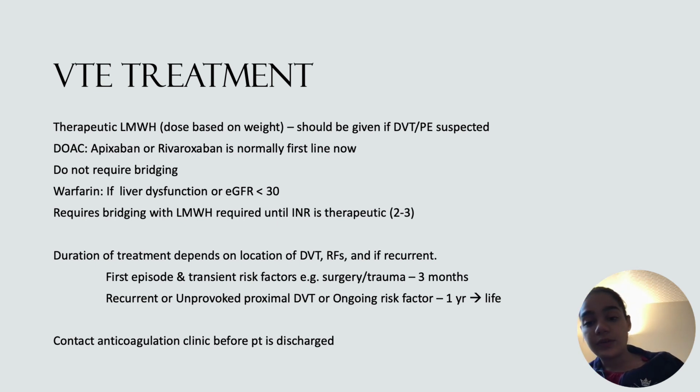So for example, if you've got a patient that you think has a PE, you give them the low molecular weight heparin straight away without waiting for the CTPA if you've got a high clinical suspicion of this. This is because sometimes it can take a few hours to organise the CTPA, and you don't want the patient to become unstable in that time.